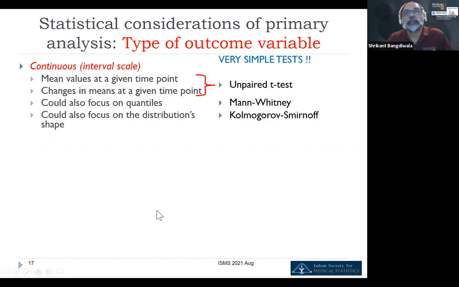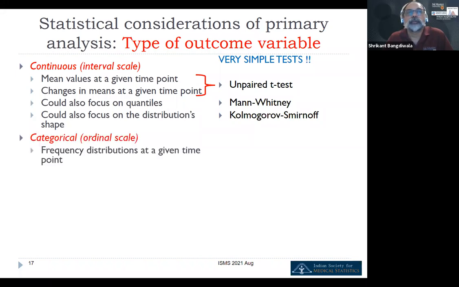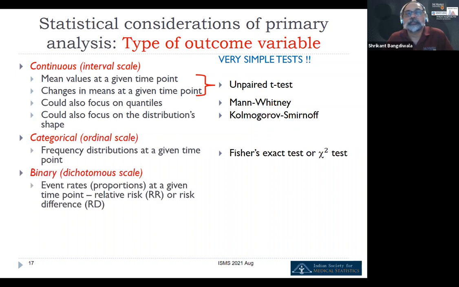So if it's continuous, it's going to be the unpaired t-test or one of the standard non-parametric two-sample tests, right? Mann-Whitney or Kolmogorov-Smirnov. If it's categorical or an ordinal scale, we're looking at frequency distributions at a given time point. So you may do Fisher's exact, or if you have enough sample size, a chi-square test. If it's binary, we're looking at the proportions and we look at relative risk or risk differences. Again, Fisher's test or chi-square test.